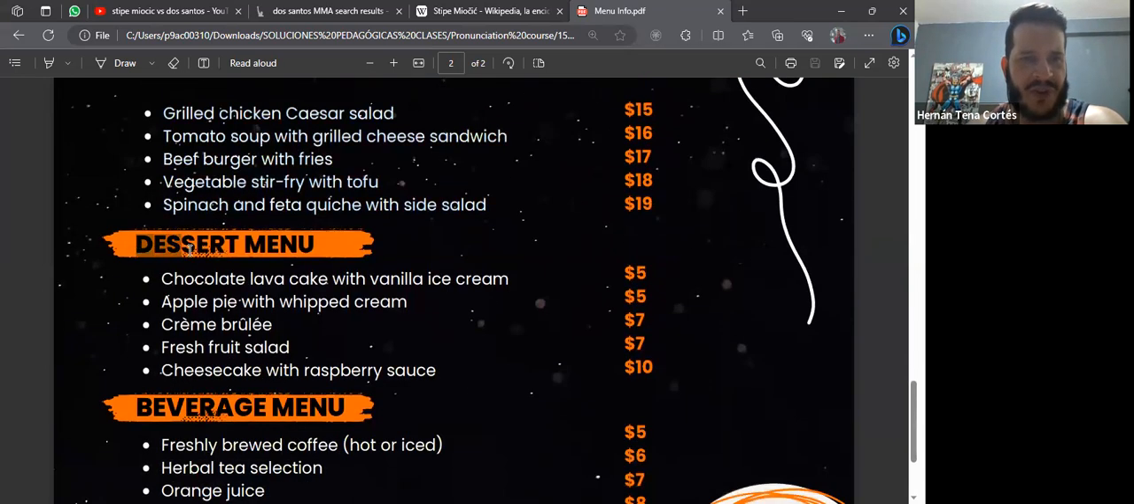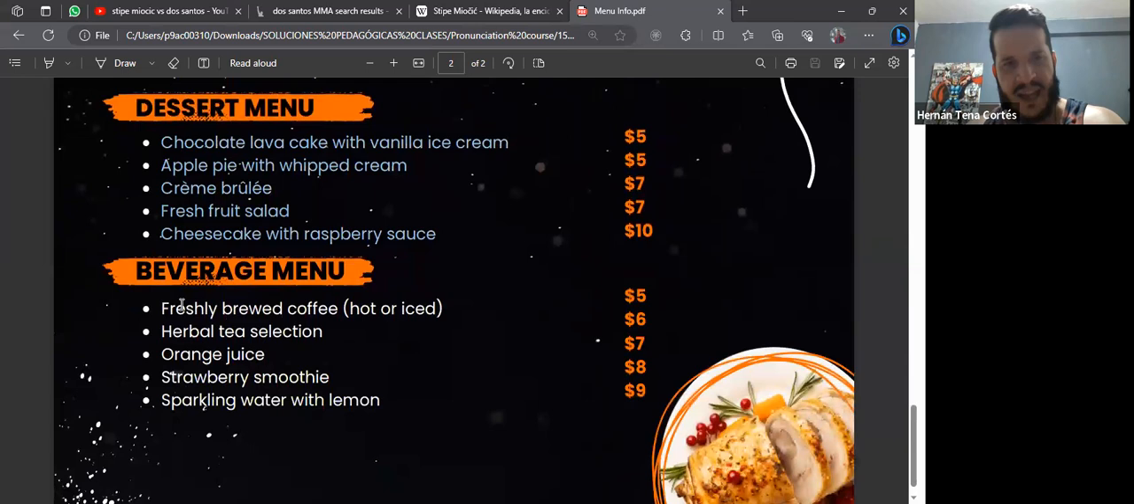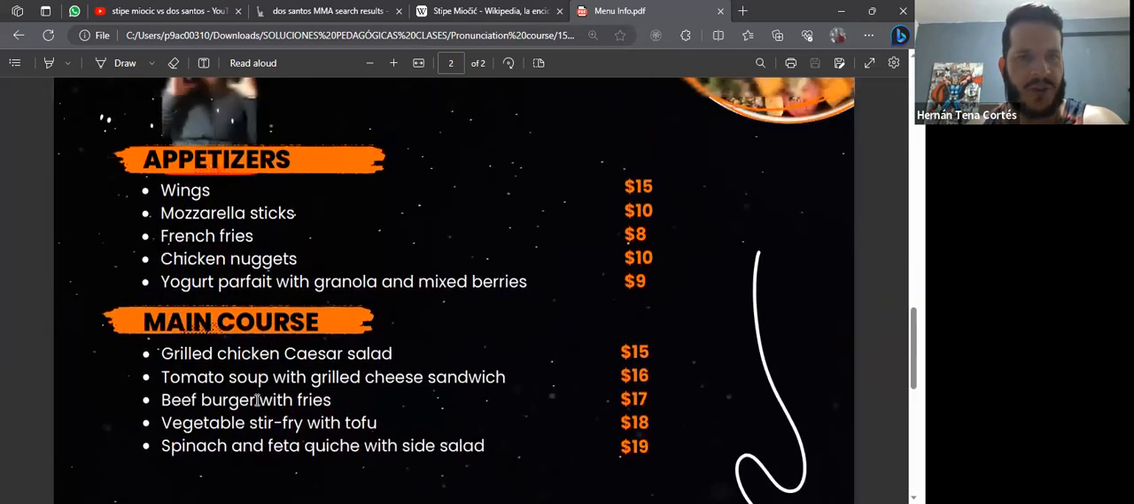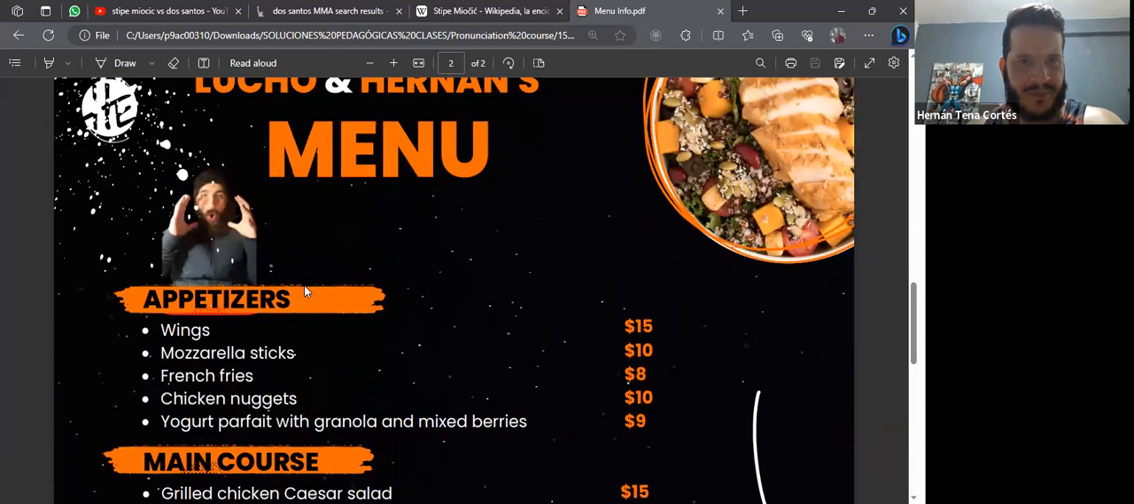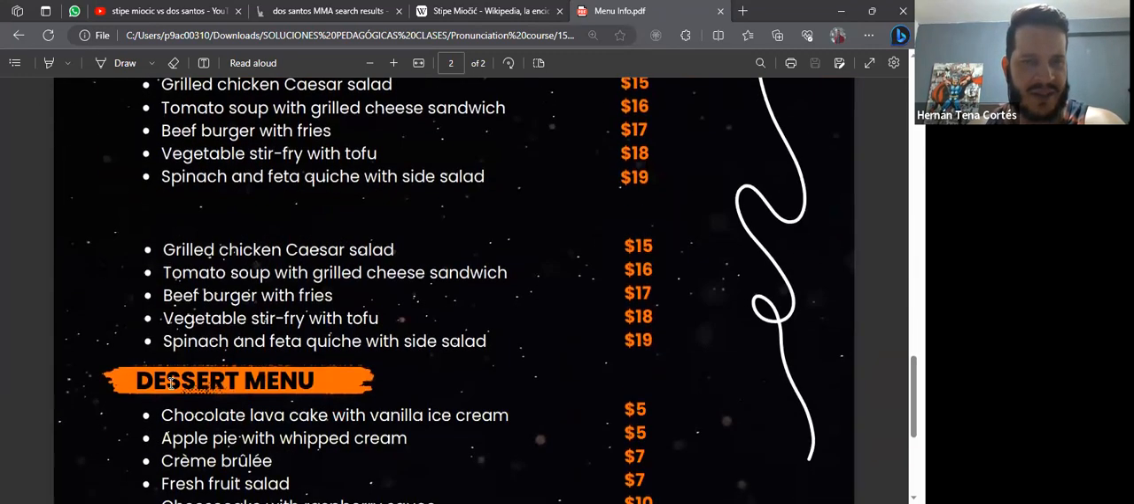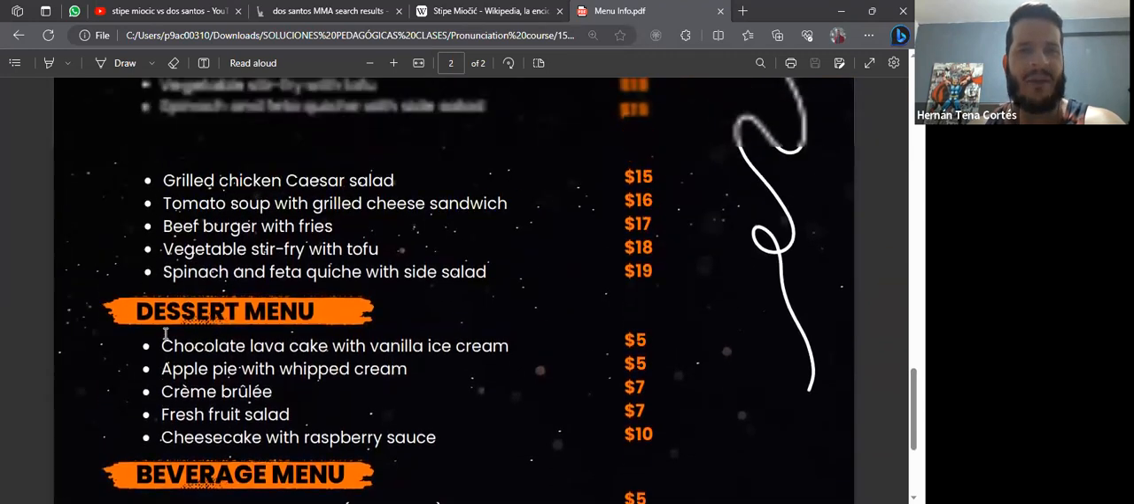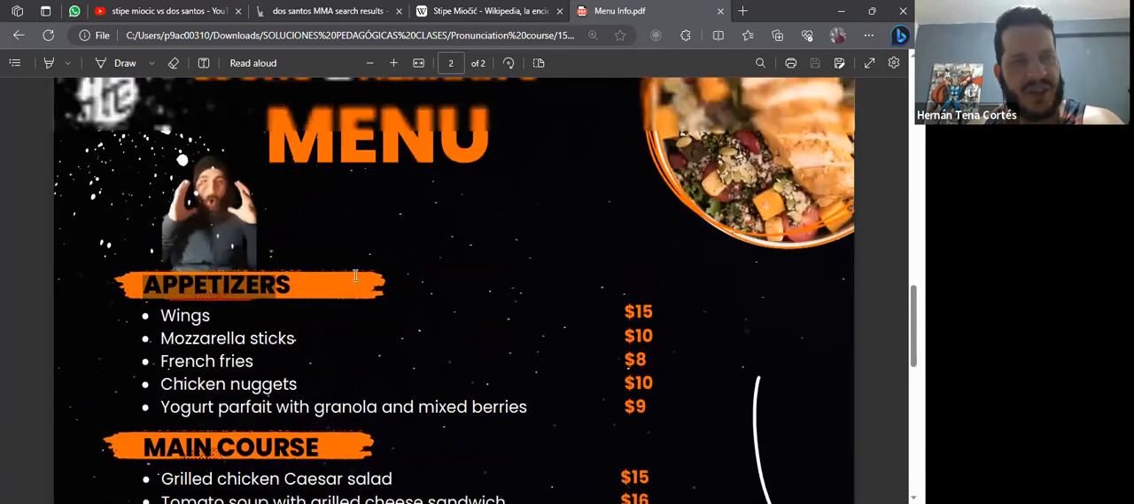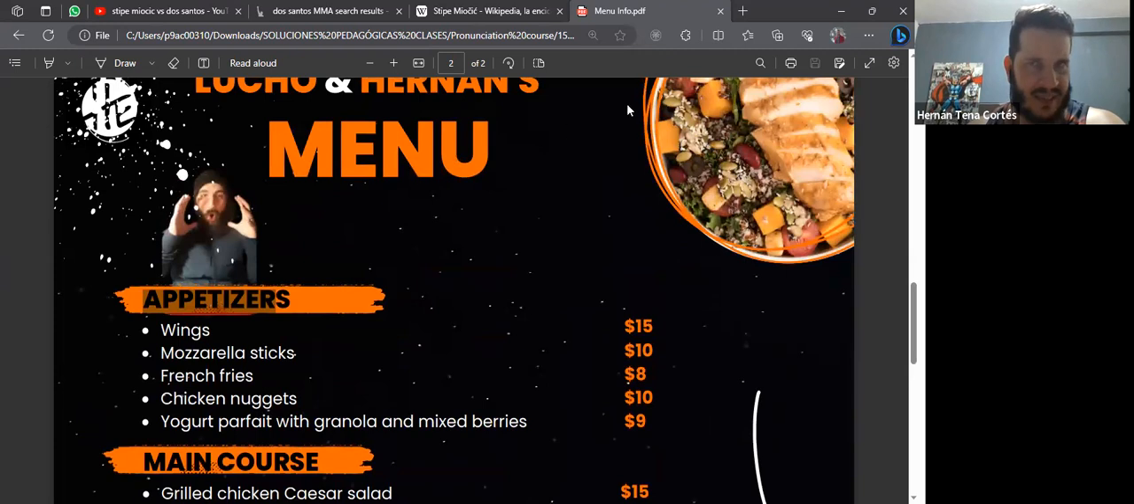Then we have the dessert menu. Dessert es postre. And here we have these options here. And then we have the beverage menu or the drinks menu. And this is for what you want to drink. So I want you to look at this menu, guys. And I want you to choose an appetizer, a main course, a dessert, and a beverage. But first, I want you to look at the phrases that I gave you, okay?